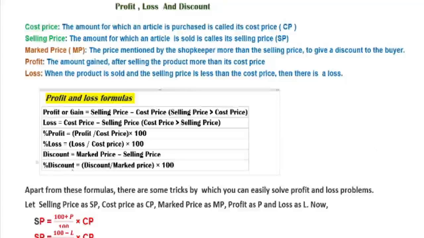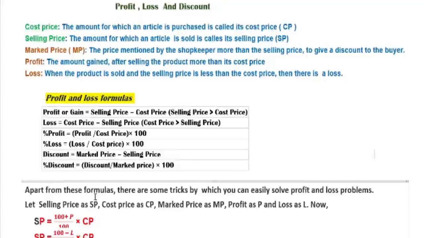That means by using this formula you can find out the percentage of discount given to the customer. So these are the main formulas we are using here. First one is profit, second loss, again profit percentage and loss percentage. And if profit is given and selling price is given, then by using this same formula you can calculate cost price. So we can rearrange this formula according to the question. Now some more formulas are there. Apart from these formulas, we can use some tricks or formulas by which you can easily solve the profit and loss problems.